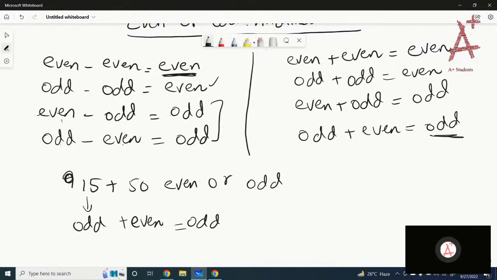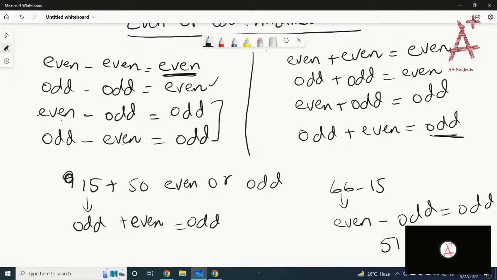Okay, the next one is 66 minus 15, even or odd? So 66 is an even number and 15 is an odd. So you are subtracting two different numbers. Their answer must be odd. You can check by subtracting. 66 minus 15, it is 51. 51 is an odd number. Got it? So select the correct option. Odd is the correct option, and move on to the next question.